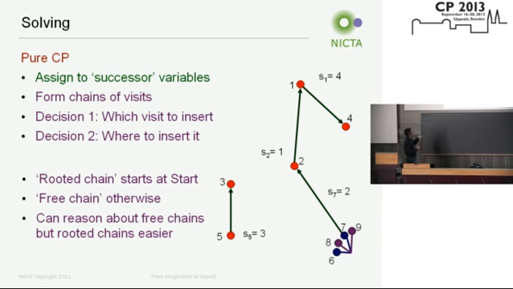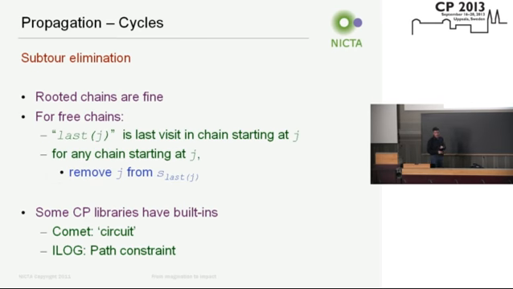So we've got route chains and route chains that result from these assignments to your successor nodes. You can do subtour elimination as you're assigning to here. So if I'm building on a free chain, all I need to know is the last node of the chain, and all I have to do is remove the start node from the last node on that chain. And that means that I can't wrap around back to that J. This is actually achieved in Comet by the circuit constraint and in iLog by the path constraint.